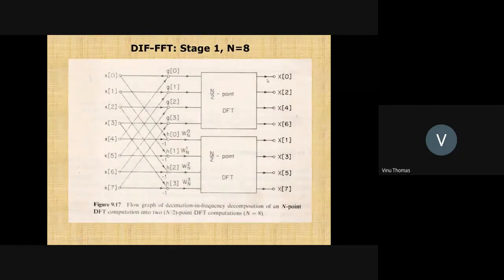For that, you see that the even samples of the output of the FFT can be found by the 4-point DFT of what? 4-point DFT of g of n, which is obtained by adding the second half of the input sequence to the first half, right? So add the second half of the input sequence to the first half, and then find the 4-point DFT of this sequence.